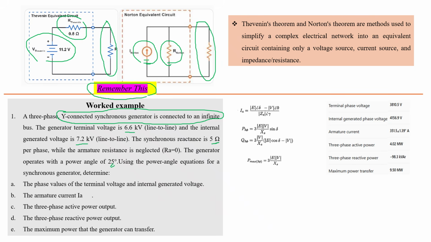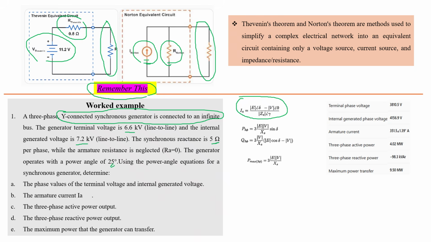So it's very simple to find the internal voltage and external voltage. The armature current is obtained by using this equation. Internal voltage is 7.7, terminal voltage is 6.6, ZS is already given as 5, and the angle is 90. But this is line to line, and this is also line to line. We have to calculate line to neutral to calculate the current so that we can obtain its magnitude.